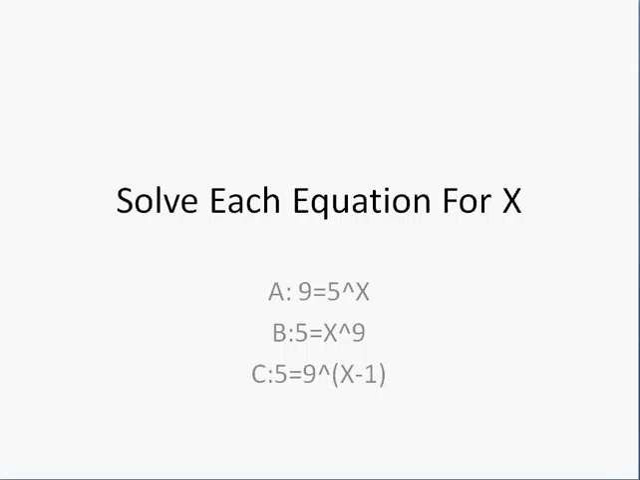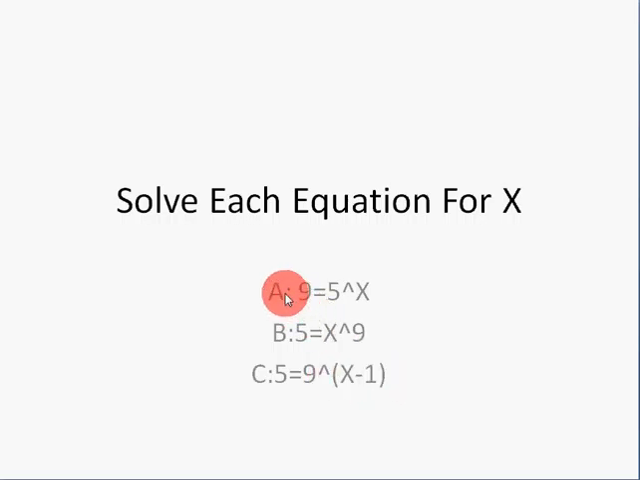Alright, so the question I chose was solving each equation for x. I have three equations here. A is 9 is equal to 5 to the power of x. Then B is 5 is equal to x to the power of 9. And C is 5 is equal to 9 to the power of x minus 1.